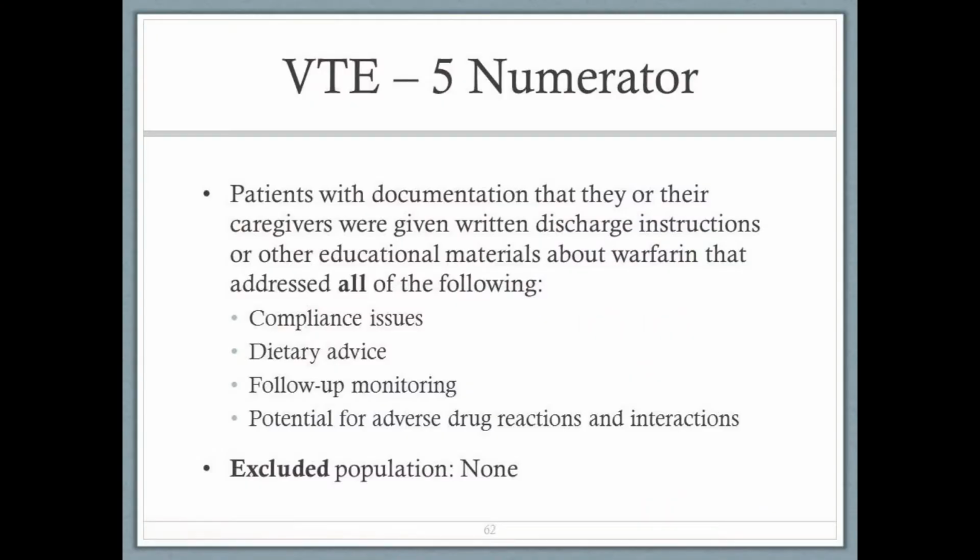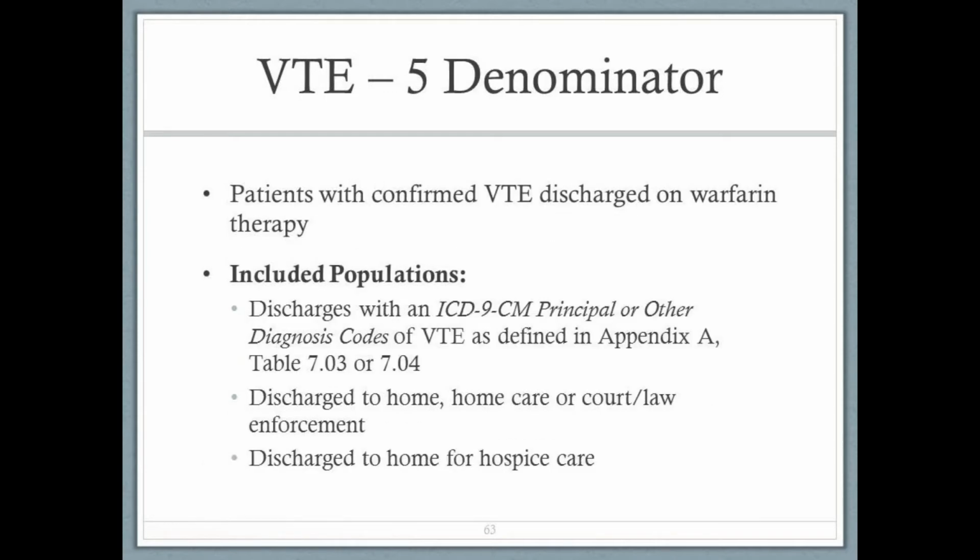So here's your numerator, and it's the patients with documentation that they or their caregivers were given written discharge instructions or other educational material about warfarin that address, again, all four. So compliance, diet, follow-up monitoring, and then potential adverse drug reactions or interactions. And we're not going to exclude anybody from this population. And your denominator are those patients with confirmed VTE who go home on Coumadin. And these are then patients with the principal or secondary diagnosis of VTE. And they can go home, they can go to hospice, but when they leave the hospital on warfarin, they're going to be included in this population.